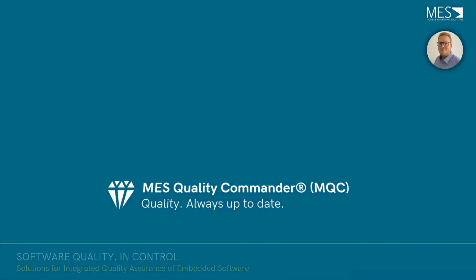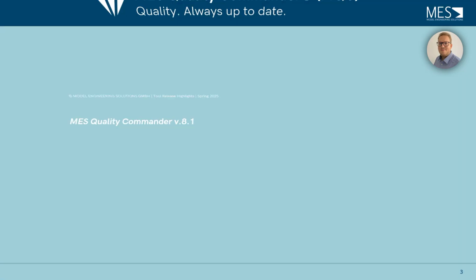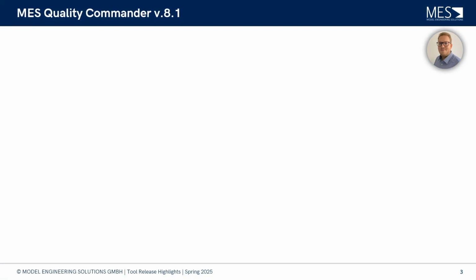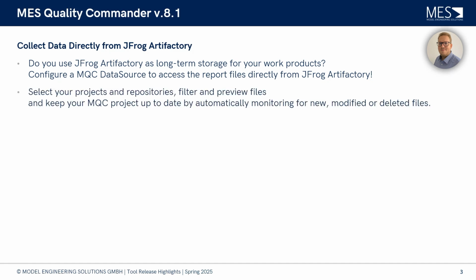I'm presenting the new version of the MES Quality Commander, MQC: quality, always up to date. I will show you the highlights of the new version 8.1, which are: collect data directly from JFrog Artifactory. Do you use JFrog Artifactory as a long-term storage for your work products? Configure an MQC DataSource to access the report files directly from the JFrog Artifactory. Select your project and repositories, filter and preview files, and keep your MQC project up to date by automatically monitoring for new, modified, or deleted files.